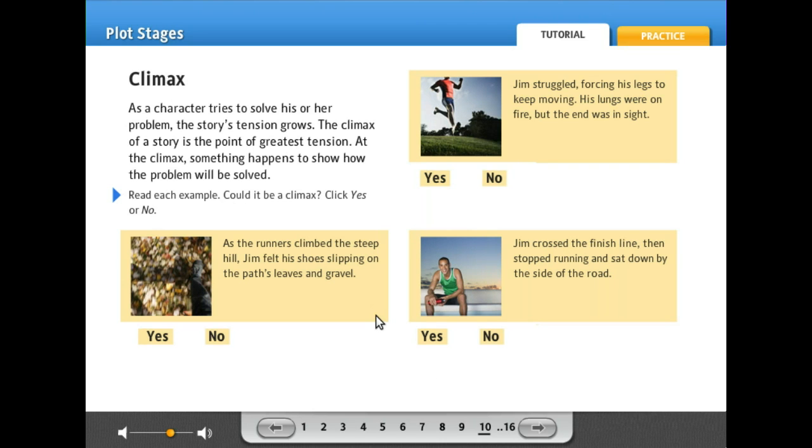As a character tries to solve his or her problem, the story tension grows. The climax of a story is the point of greatest tension. At the climax, something happens to show how the problem will be solved. Read each example. Could it be a climax? Click yes.